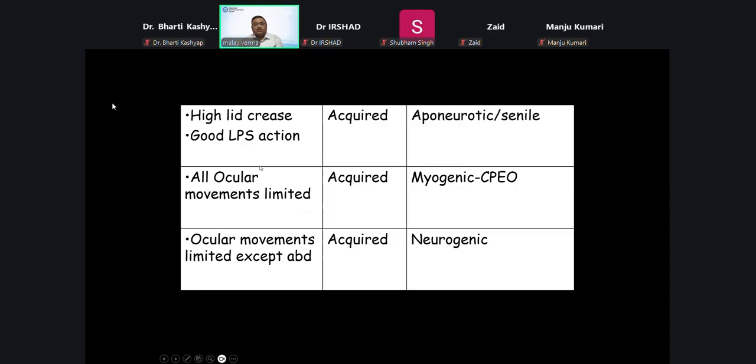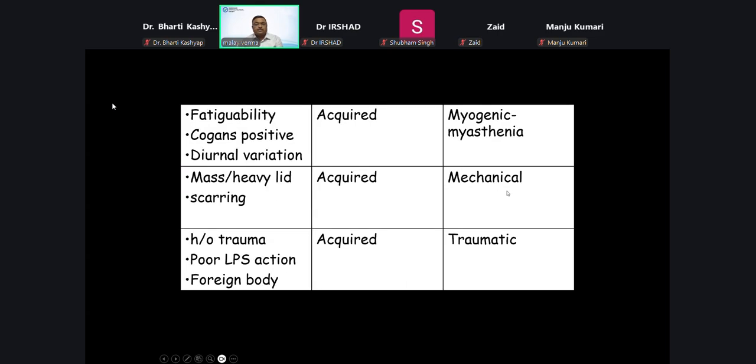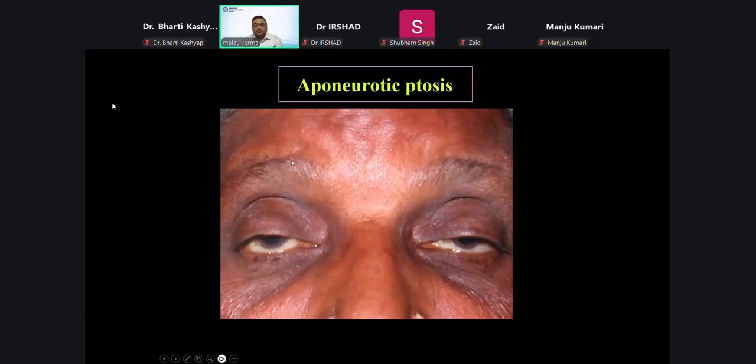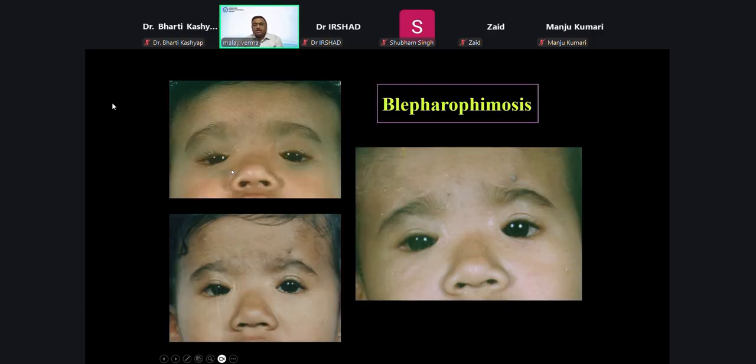And if all ocular movements are limited, then it may be a CPEO, which is chronic progressive external ophthalmoplegia. And if fatigability and Cogan's are positive, and in presence of diurnal variation, most likely it is a myasthenia gravis. So this is a case of blepharophimosis syndrome: telecanthus, epicanthus inversus, and ptosis.